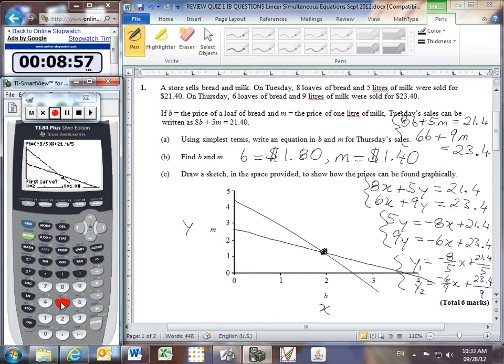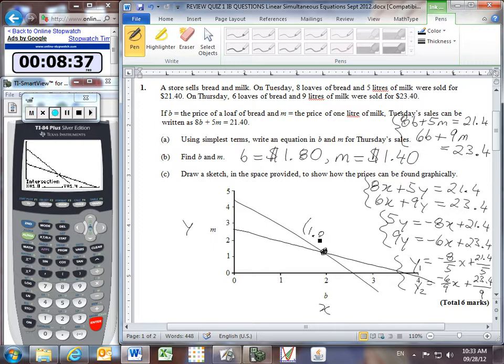It asks me what my first curve is. Yes, that's it, y1. It asks me what my second curve is. Yes, that's my other system of equations. So enter, and then it wants me to guess. Let's move the cursor close to the intersection, hit enter, and it tells you what we already knew, that x is equal to 1.8 and y is equal to 1.4.